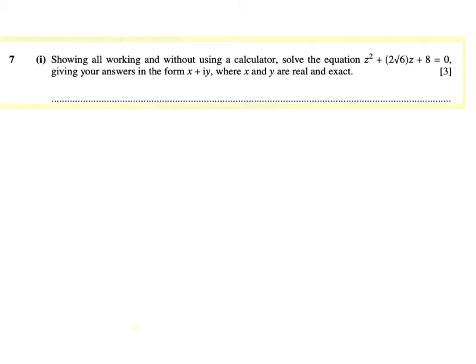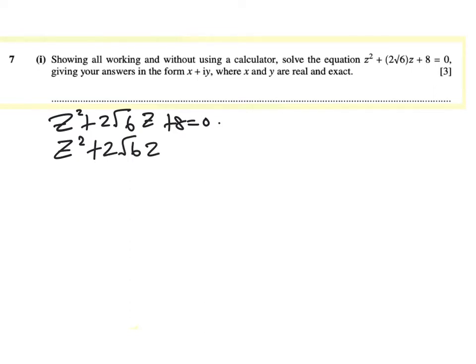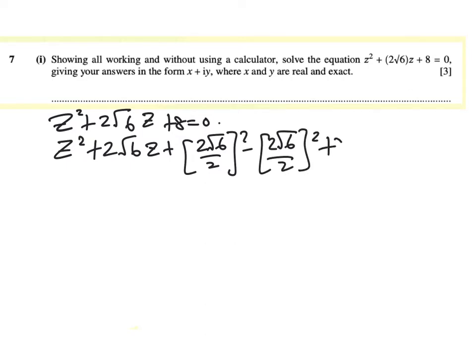Okay, now, z² + 2√6 z + 8 = 0. So let's use completing the square to form an equation and then try to solve it. So z² + 2√6 z + (2√6/2)² − (2√6/2)² + 8 = 0.